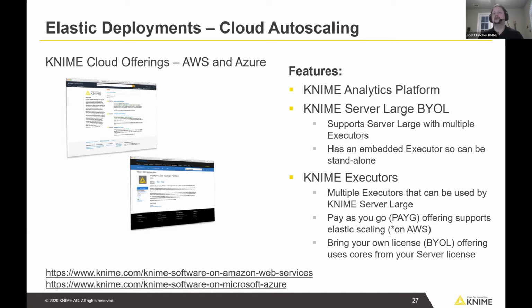The new feature here is that now you could have multiple executors running in the cloud that can be used by KNIME Server Large, with the idea that if you need the extra compute, or using AWS's elastic scaling, you can support this new pay-as-you-go model, right? Just to make sure that if you have a really beefy workflow or something with a lot of data that on a short-term basis you need a lot of resources for, you can now easily scale up, scale down to handle that. It still supports the bring your own license model. That's going to use cores from your existing server license to be able to create these additional executors.